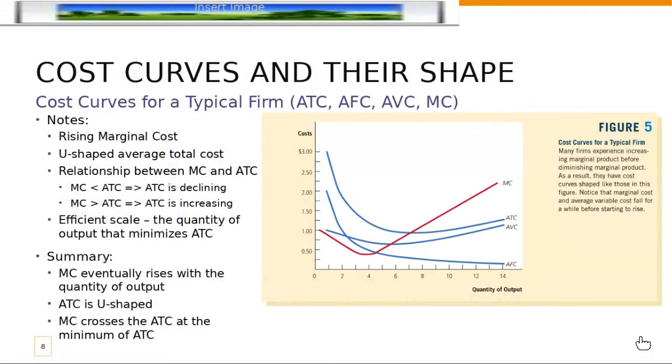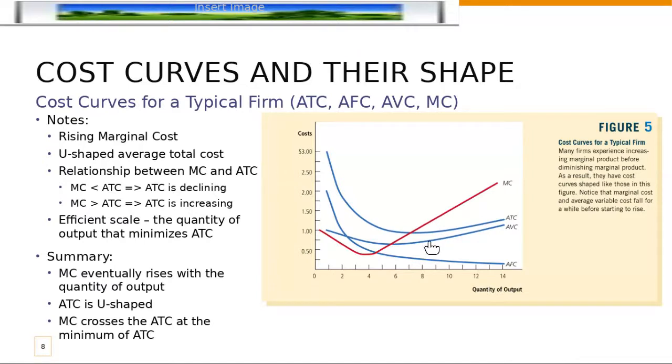Now, cost curves and their shapes. The cost curves for a typical firm are the average total cost, the average fixed cost, the average variable cost, and the marginal cost. Now, there are a few things I want you to note here. First off, we have a rising marginal cost. Basically, what that's telling us is that the cost of adding any additional unit of input is rising at an increasing rate. Similarly, you have a U-shaped average total cost curve, and we'll explain in a moment why the U-shaped average total cost curve exists.